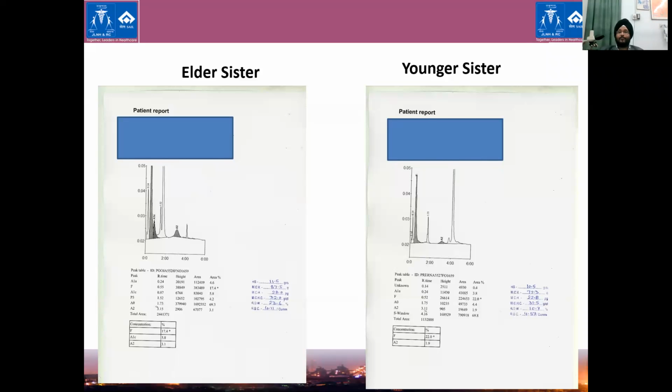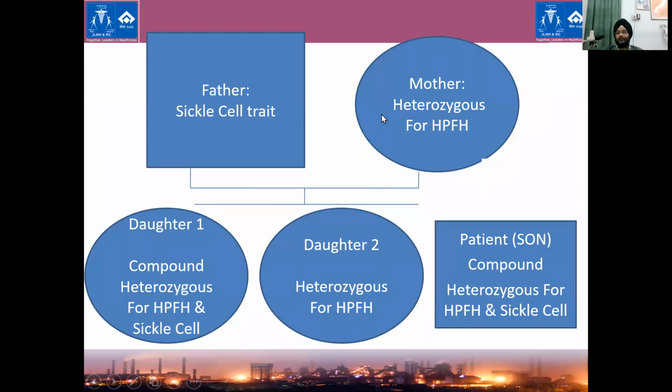And herein lies the importance of family studies, because when we did a family study, we found out that the father was sickle cell trait, the mother was heterozygous for HPFH, and the patient was compound heterozygous for HPFH and sickle cell disease. One of the daughters was again HPFH and sickle cell, and the other daughter was heterozygous for HPFH.